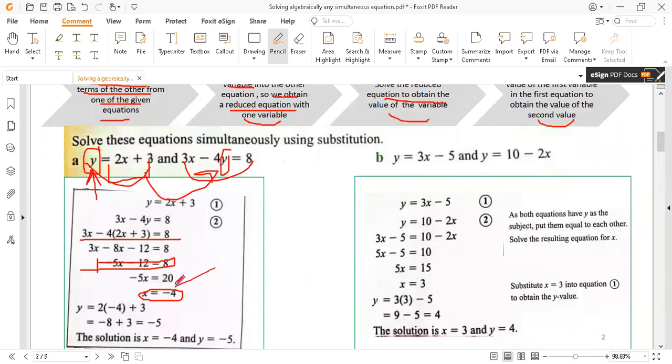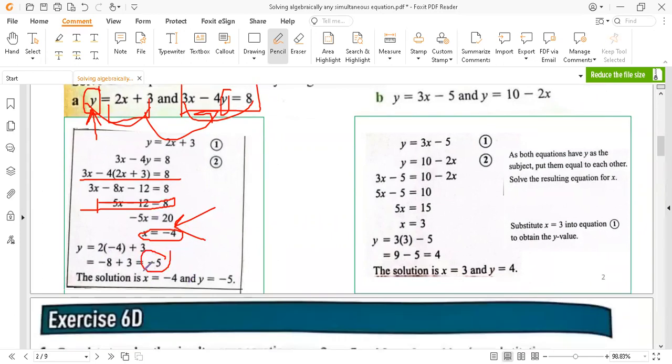This solution is not the simultaneous solution, because we know that the simultaneous solution is a couple of two values, x and y. So we take this value and substitute it in the first equation, because we used the second equation as the base of our substitution. We substitute minus 4 for x in the first equation to obtain y equal to minus 5. Normally, the simultaneous solution is x equal to minus 4 and y equal to minus 5.